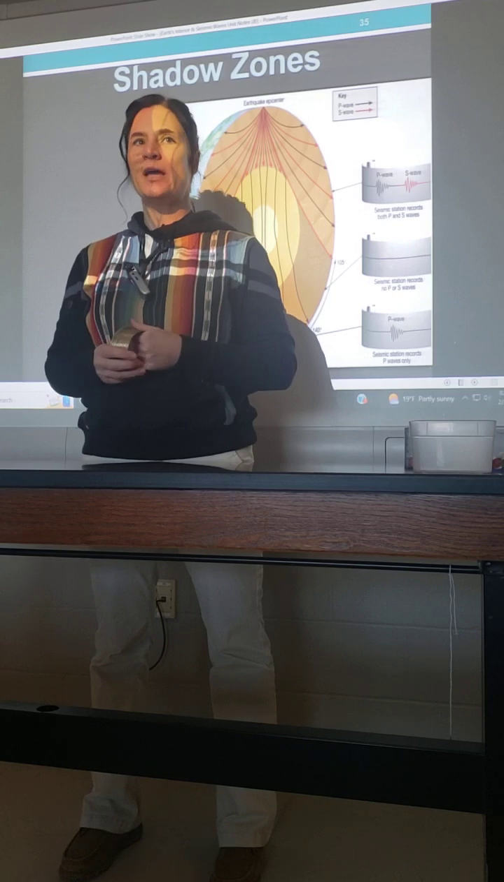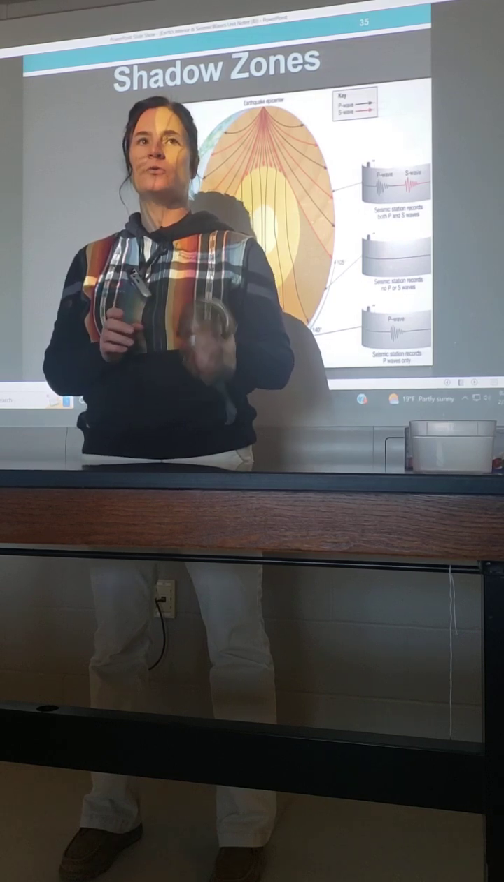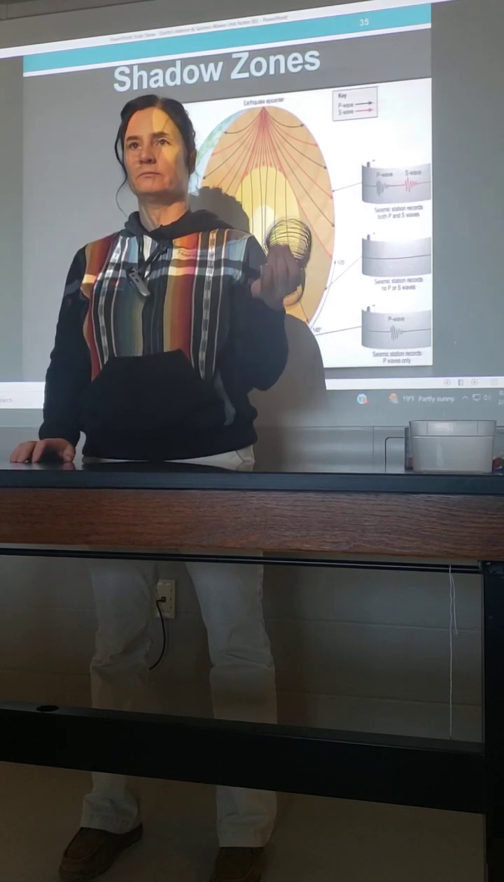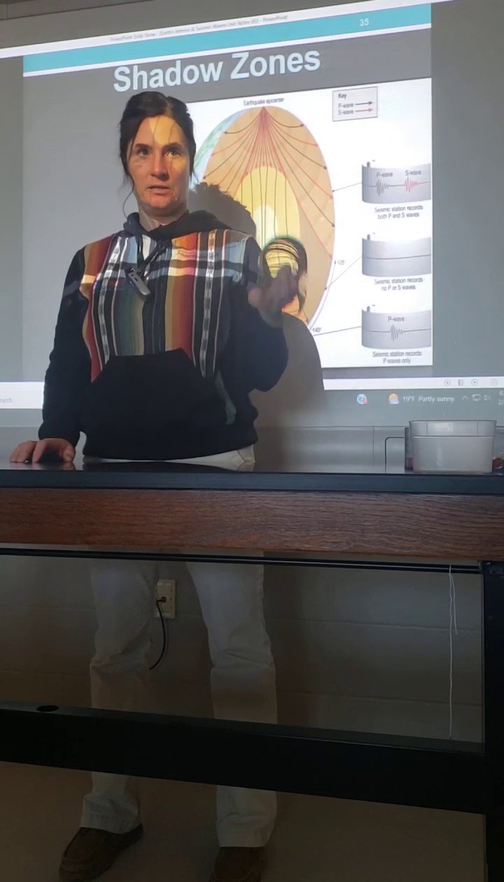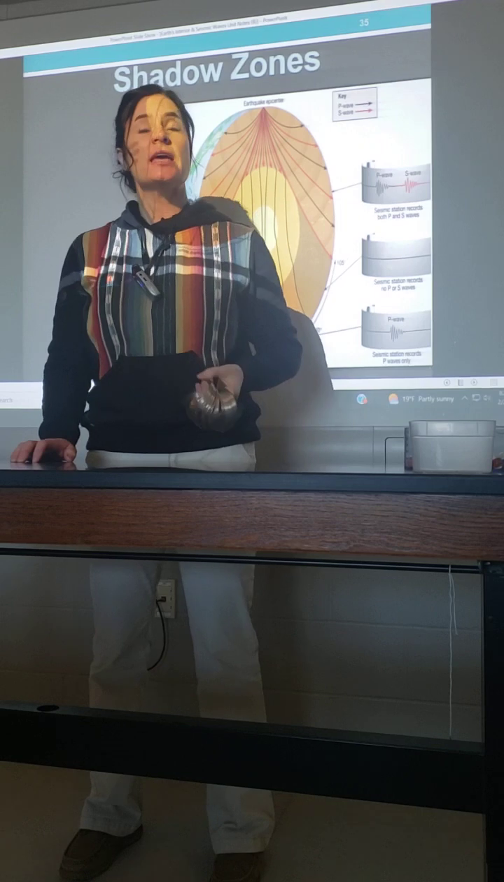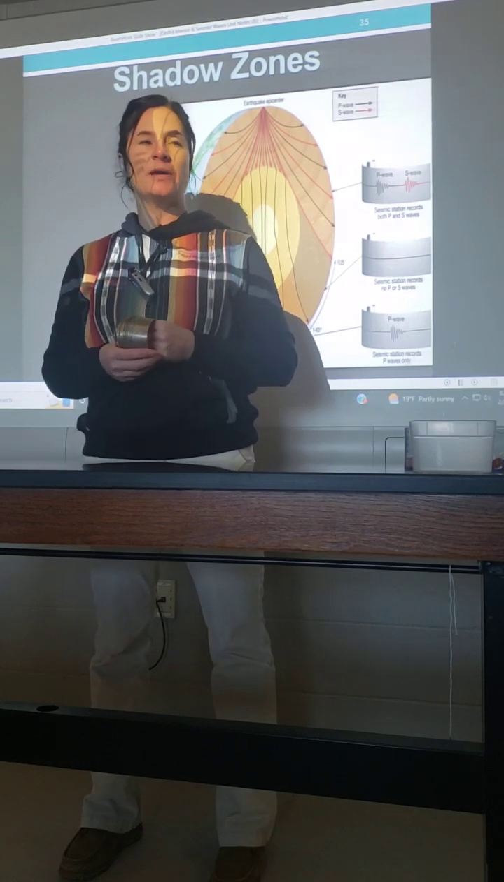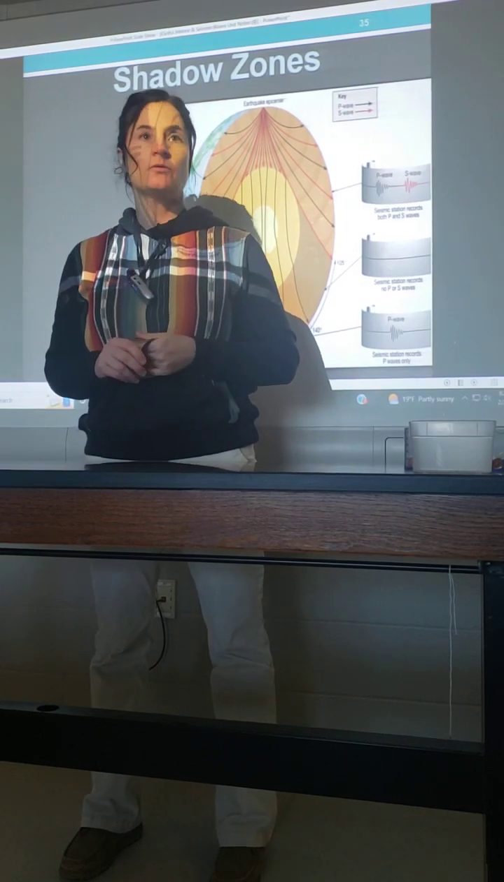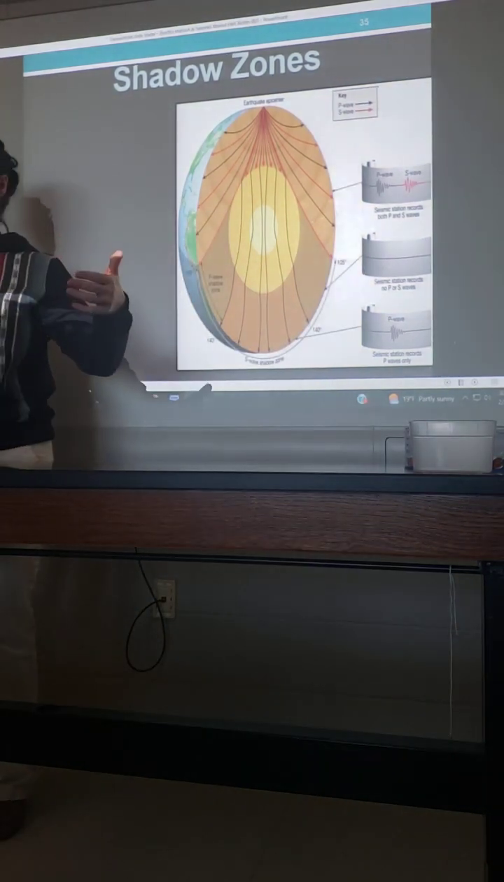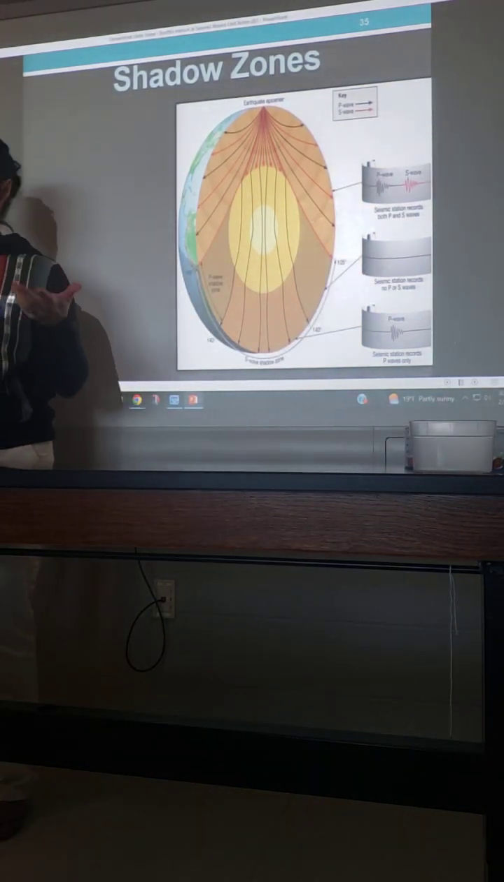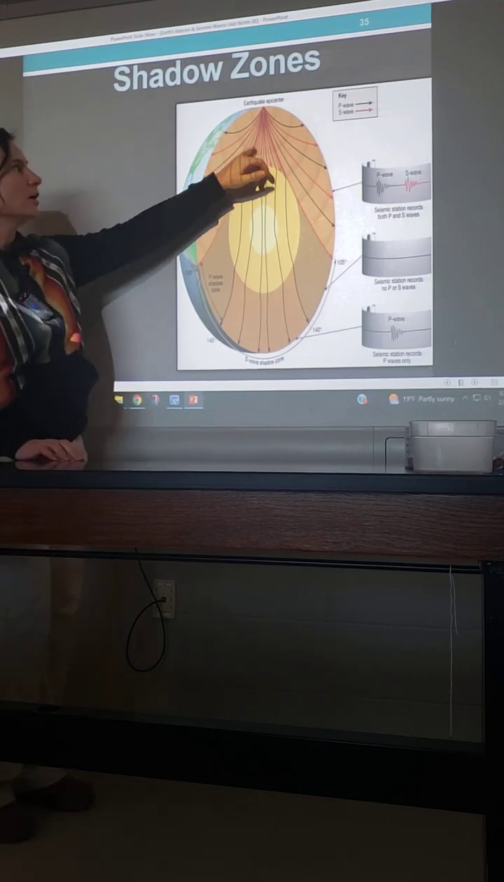Can an S wave go through the outer core? No. Why? It's a liquid. Liquid, right? Cannot go through a liquid. Can a P wave go through the crust, mantle, and core? Yes, but it just slows down. Good. So as you go into different layers, the densities are different, and so it changes the speed.